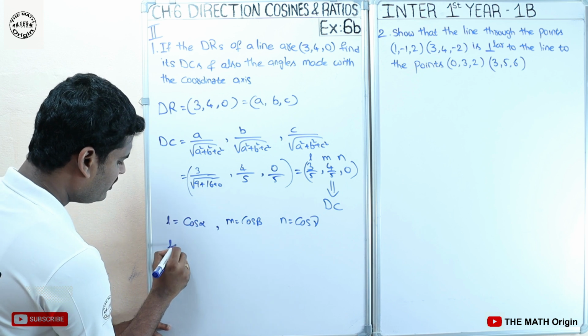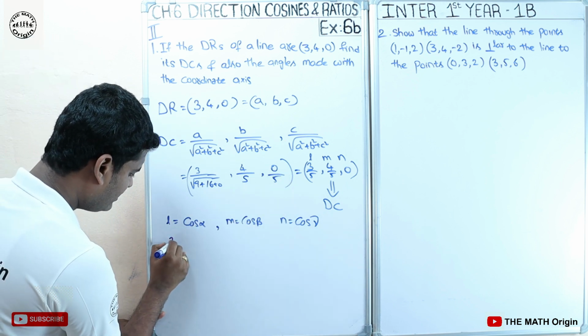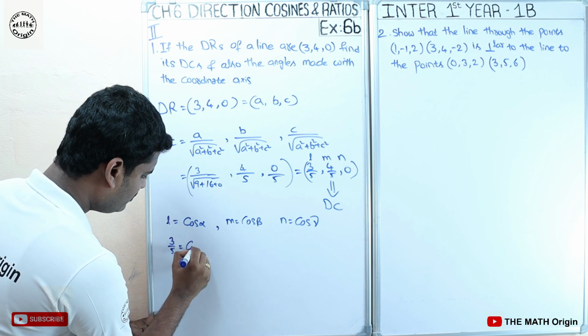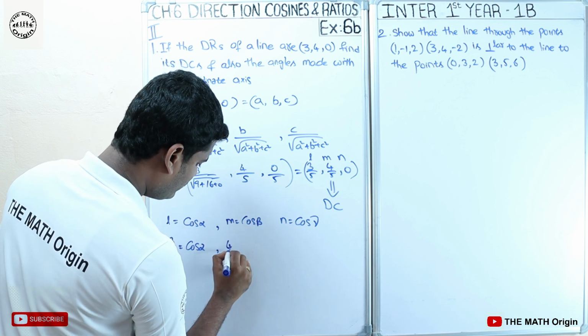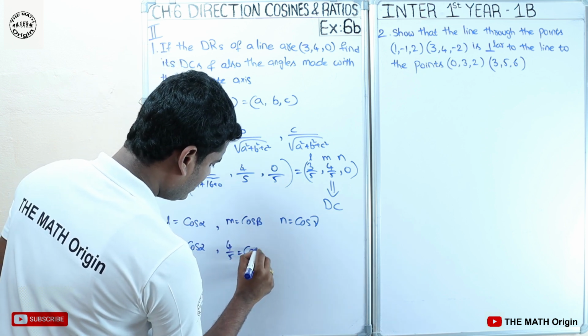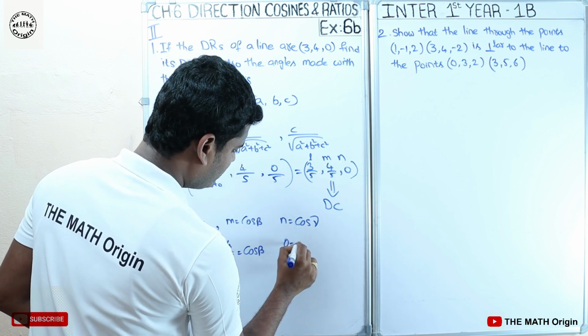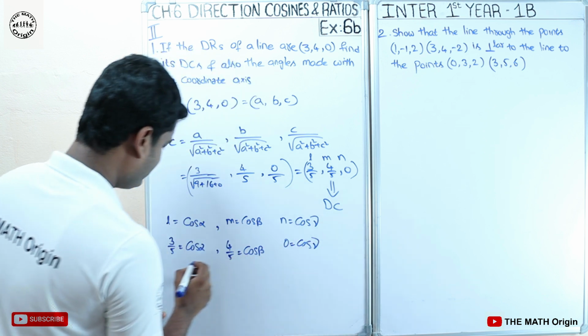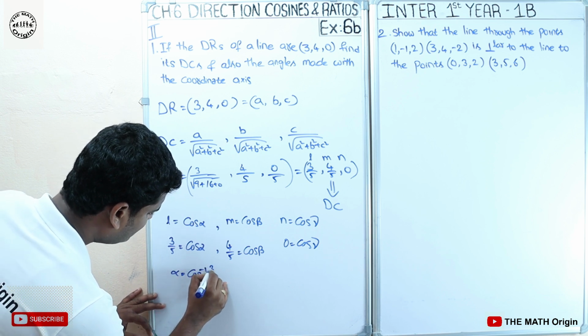Therefore the l value is 3 by 5. 3 by 5 is equals to cos alpha. In the same way m is 4 by 5, equals cos beta. In the same way the n value is 0, equals cos gamma. Here alpha is equals to cos inverse 3 by 5.